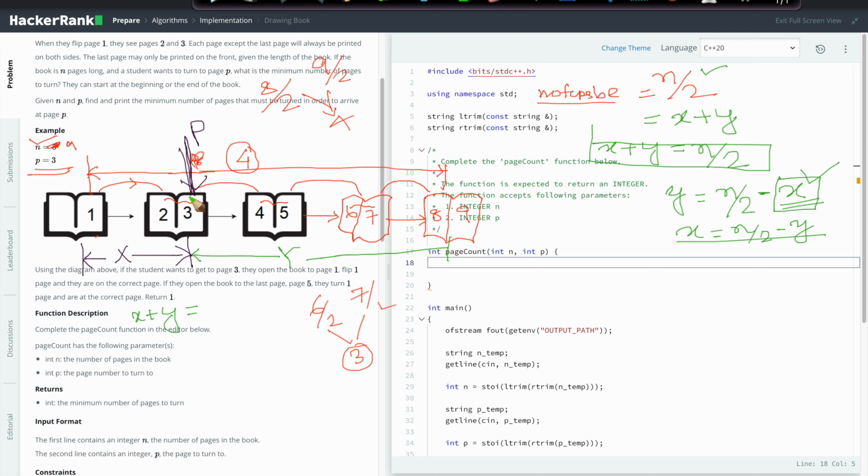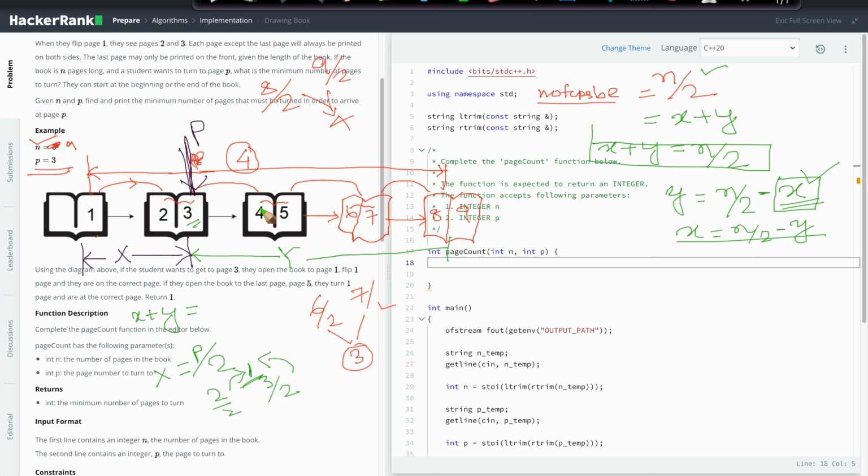In 1 flip we are reaching 2 pages. In the second flip we are reaching another 2 pages. That is, it is a multiple of 2, correct? So can we say p divided by 2 is x? Now see, if it is 2, then 2 divided by 2 will become 1. If we are searching for page number 3, 3 divided by 2 is the same 1, correct? Means 1 flip we need.